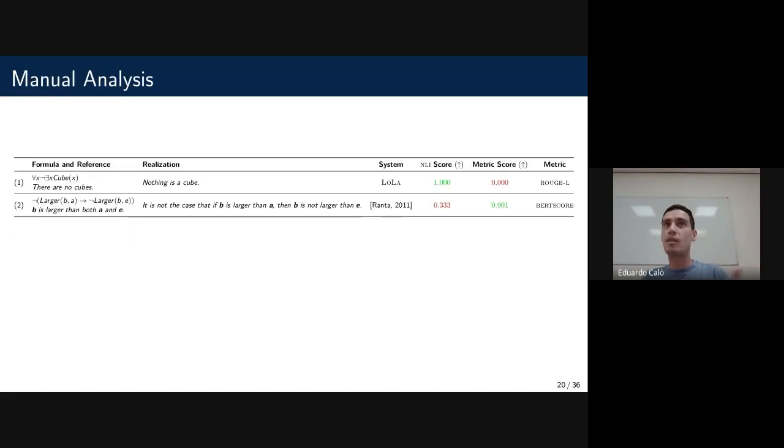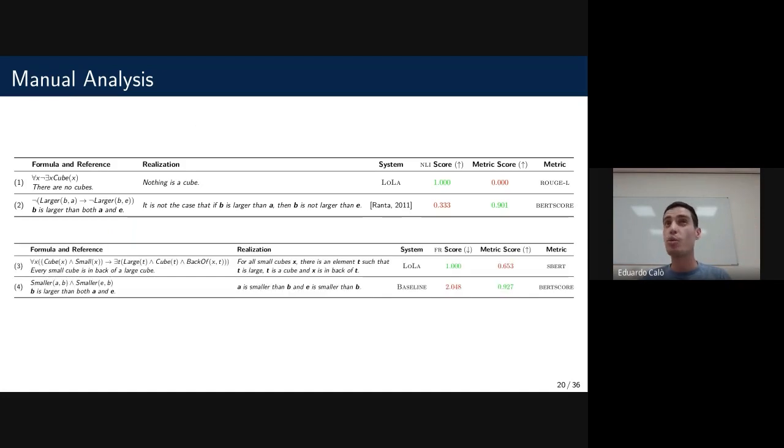We proceeded with a manual analysis of the results. I will just focus on two of them because I don't have much time, but after that you can ask questions. So I will focus on the first one and the fourth one. So the first one here, what the automatic metrics compare is the realization, nothing is a cube, and the original reference, there are no cubes. You can see that these two are paraphrases.